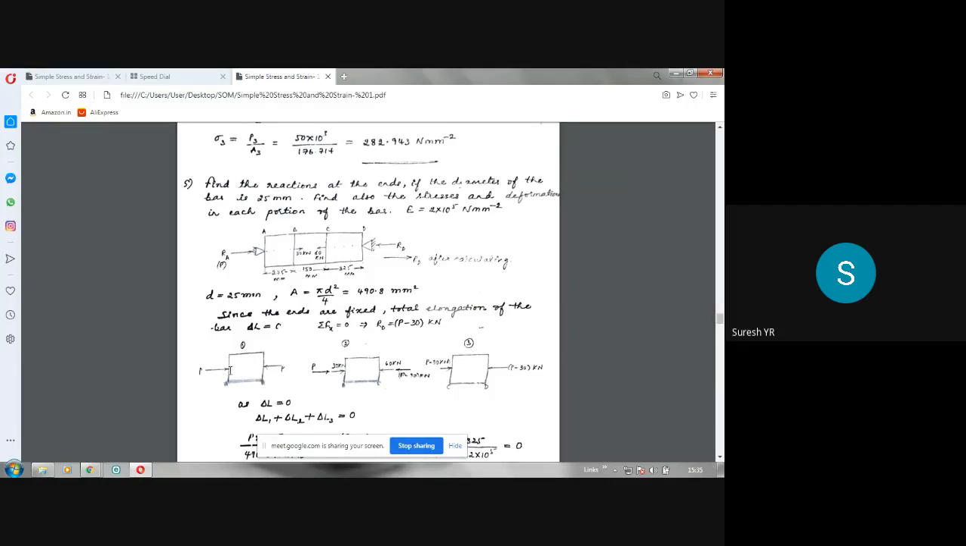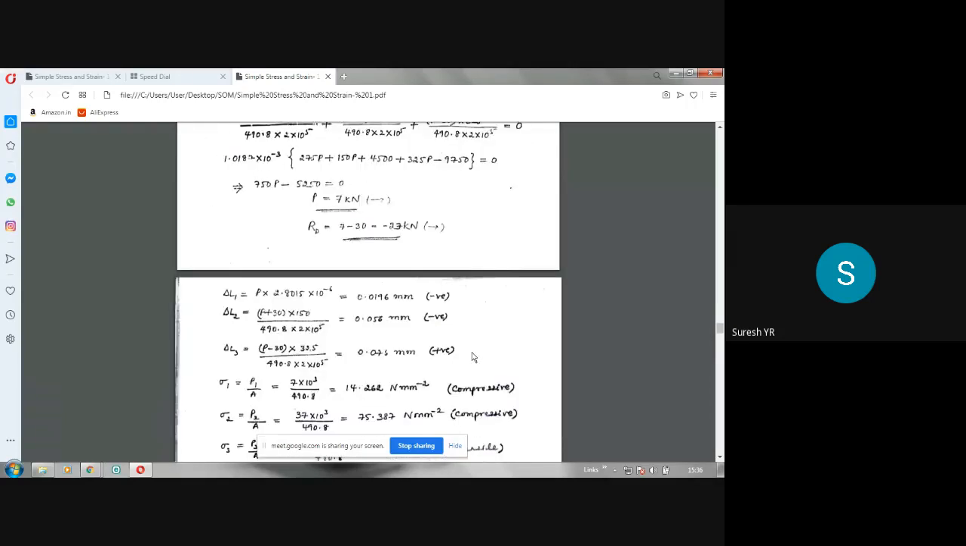So, just observe this diagram. This is compressive, this is compressive. This becomes tensile because after calculation, this P minus 30 becomes minus 23. Minus 23 means it is in the opposite direction. This also will be in the opposite direction. So this becomes tensile, and tensile means there will be elongation of the bar.